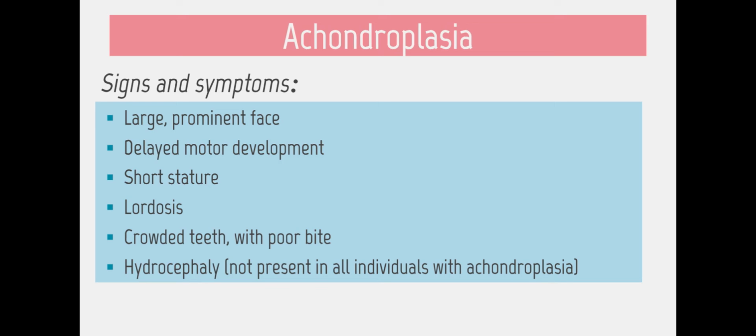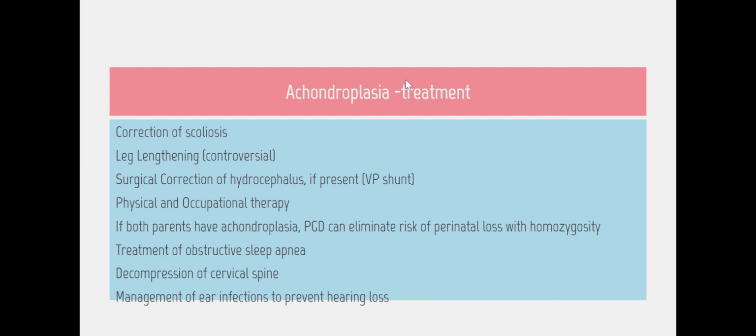A lot of that is due to other skeletal problems like scoliosis. There is short stature, of course. Lordosis is an abnormal curvature, that S part of the spine. There can be crowded teeth with poor bite. Can all be fixed. Hydrocephalus complicates maybe about 20% of the newborns that have it, but not all individuals have it.